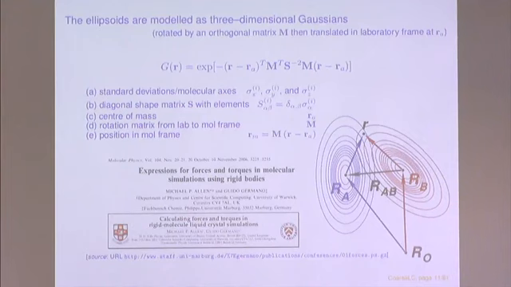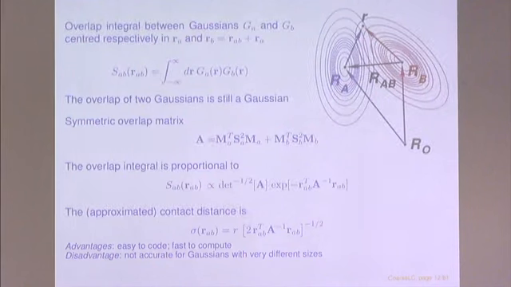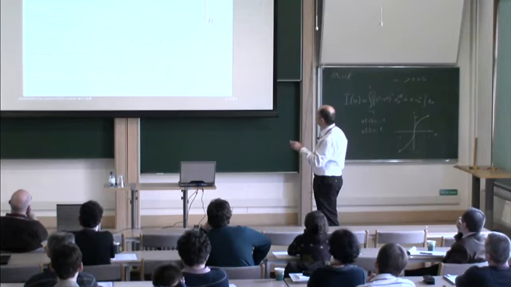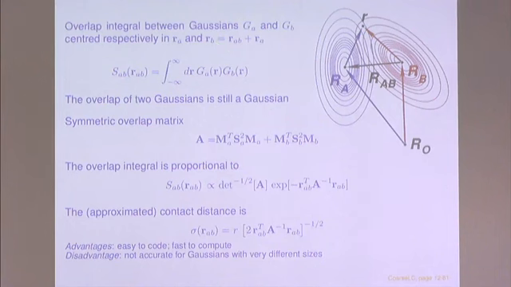This can be written in terms of this diagonal S matrix that contains the lengths of the molecular axes, the standard deviations. It is squared, then rotated in the laboratory frame and translated to the position where the particle is. And once one has these two Gaussian functions, one can compute the overlap integral.